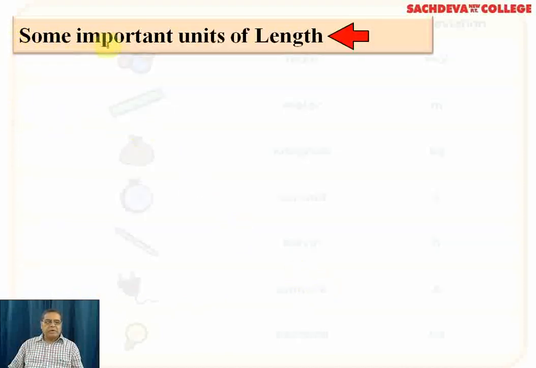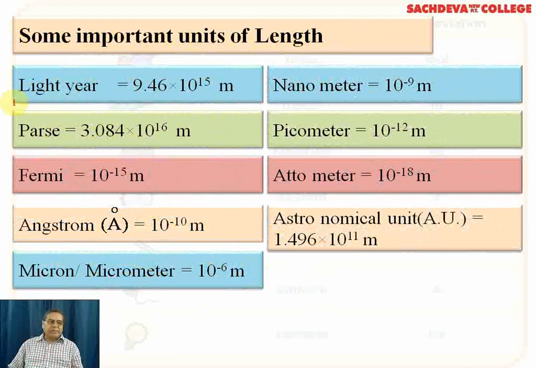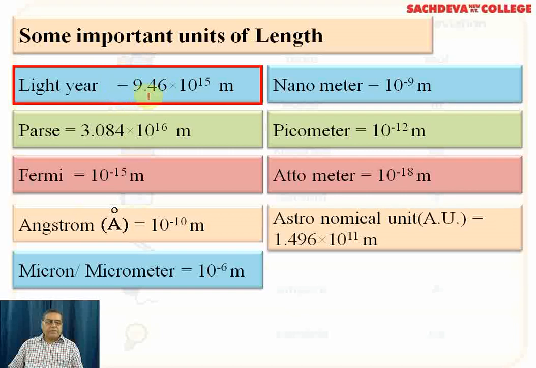Now, there are certain important units of length, the very big units and very small units. We find that the very big unit of length is the light year. It is supposed to be 9.48 into 10 to the power 15 meters. Light year means the distance covered by light in 1 year. And we find that the velocity of light is 3 into 10 to the power 8 meters per second, or 300 million meters per second. That is, in 1 second, light can travel 300 million meters, or 3 into 10 to the power 8 meters. So light year means the distance covered by light in 1 year.